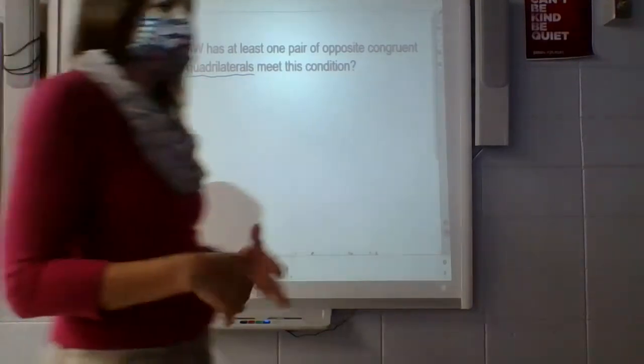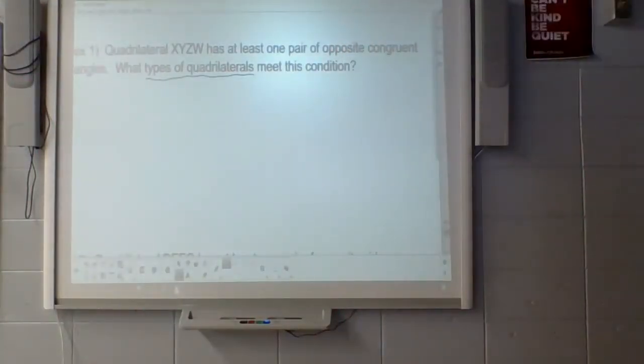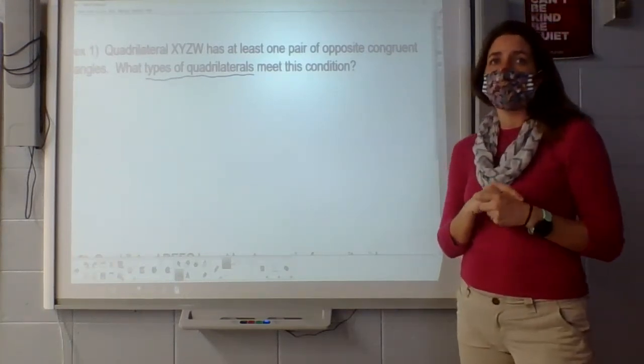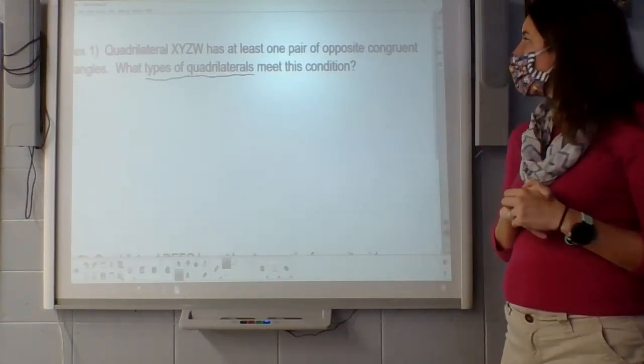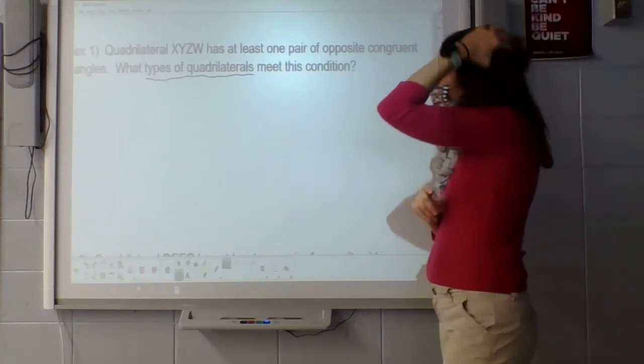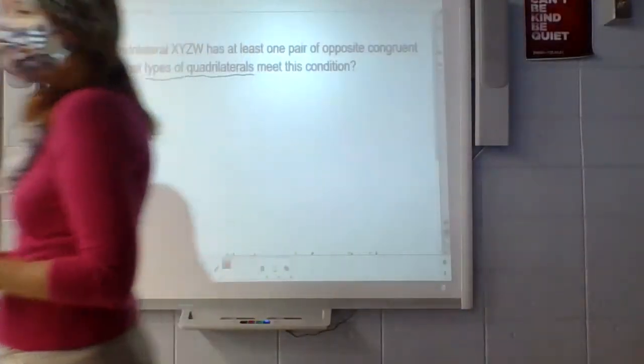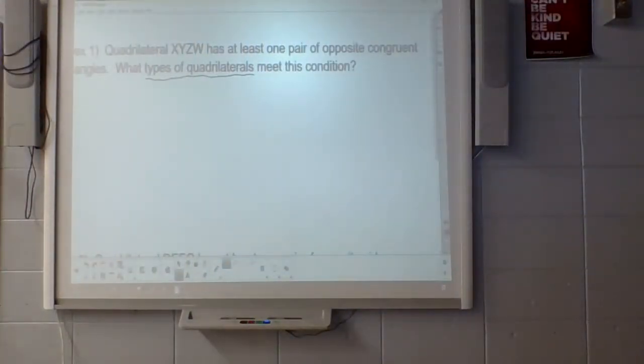And if it helps to draw a picture, that's not a bad idea if you need to visualize. We want to make sure we get them all, that we find all of them. Opposite congruent angles. Now, opposite does mean diagonal, just to make sure you're aware of that, so completely across from the shape from it.